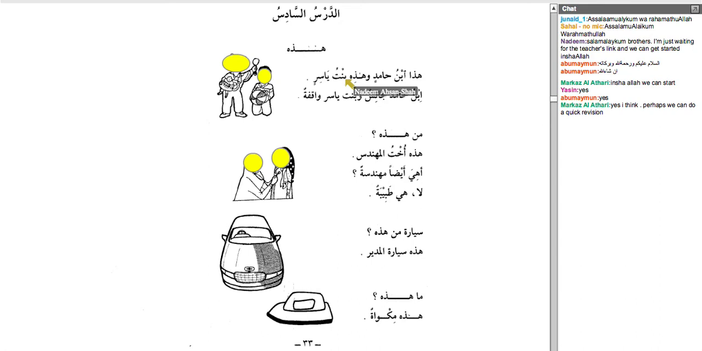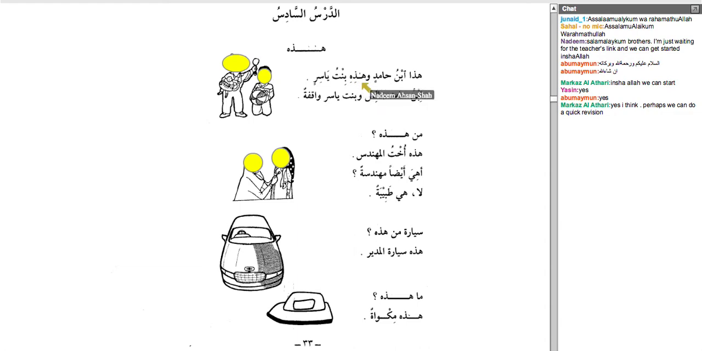Okay, so here we have to begin with the revision of hadha ism ishara, and this alif, which is called Hamzatul Wasl, which is that alif when it appears in the middle of a string of words. You don't pronounce it, you jump straight over it and go to the very next letter. So in this case, you will not say Hadha Ibnu Hamidin, rather you will say Hadha Ibnu Hamidin.